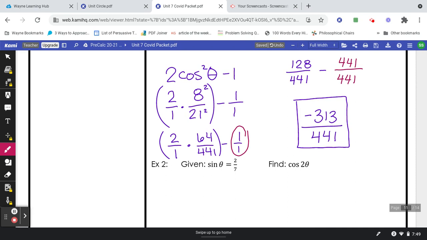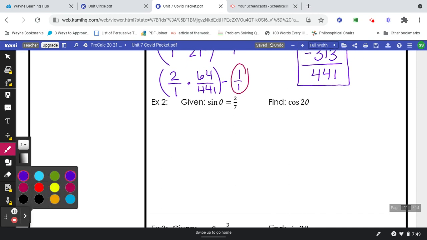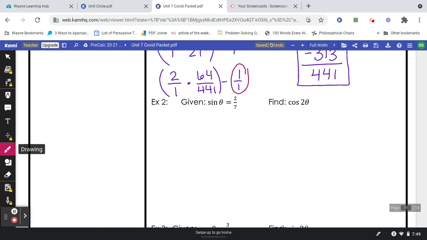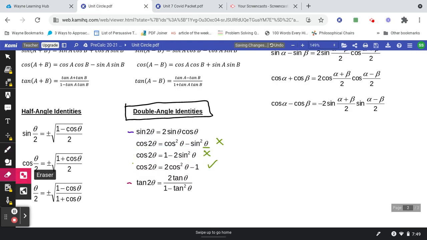All right, let's try the second problem. Sine of theta equals 2/7. I want to find cosine of 2 theta. So I'm going to look to the back of my unit circle, erase some of this stuff that we've done here. And remember, we have 3 cosine formulas that we can use. 1, 2, or 3. They give us sine, but they don't give us cosine.